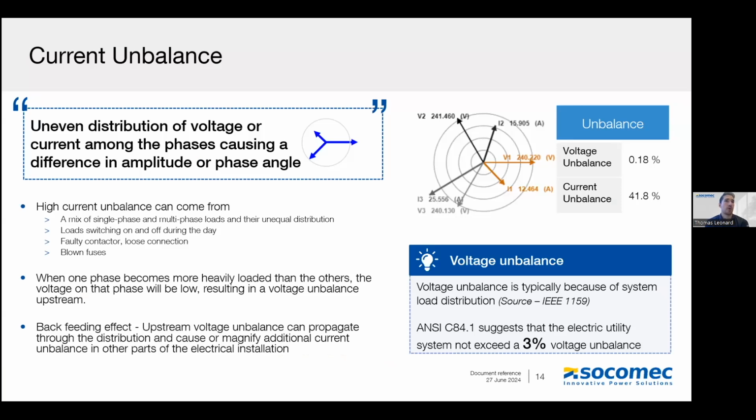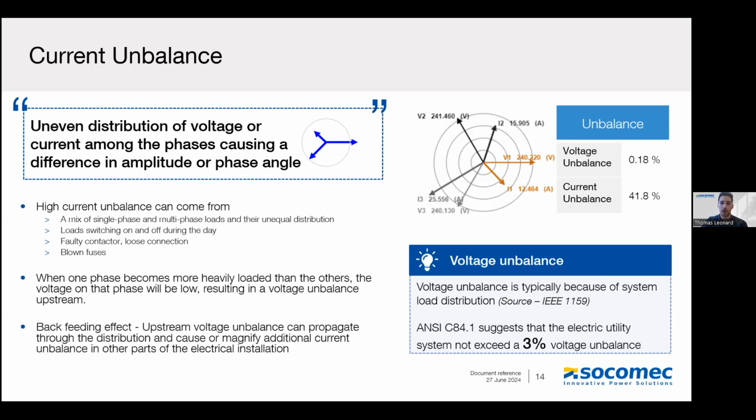What is imbalance? You can talk about current imbalance or voltage imbalance. It's an uneven distribution of voltage or current among the phases, which causes a difference in amplitude or phase angle. Typically, if you have a three-phase system, and your current for phase one is higher than phase two and phase three, you're going to have current imbalance.